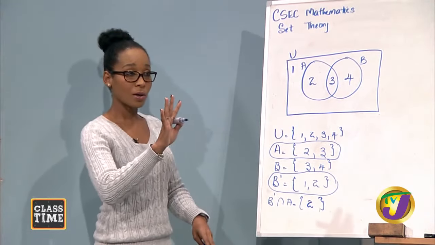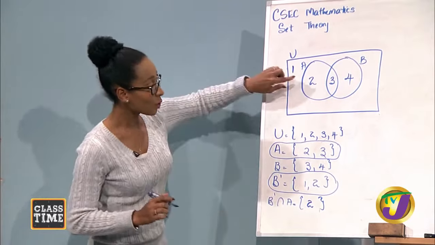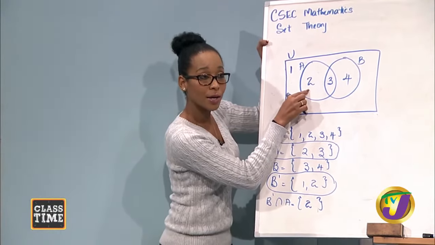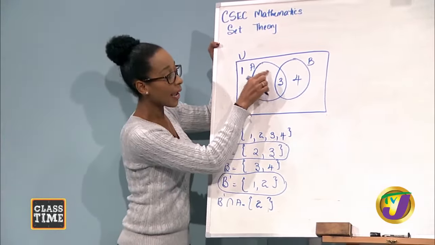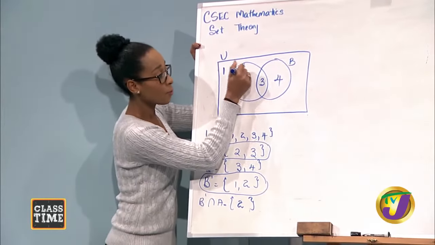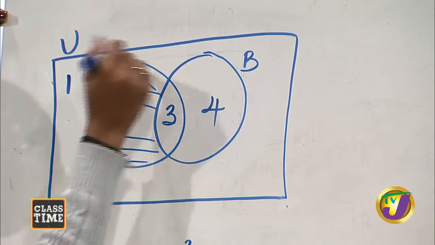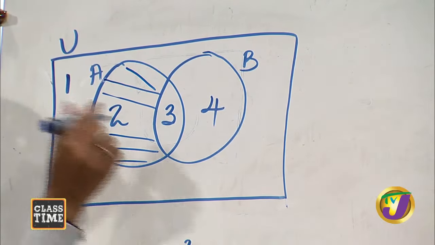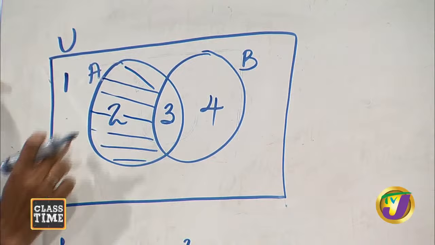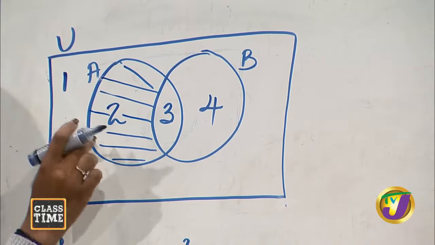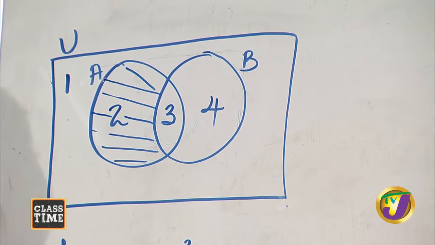But watch this, which is the same as A only. Yes, that's what I was going to say, because if we take a look here, A only doesn't go over into B. It doesn't go into the intersection, the overlapping of the two sets. So it's A only, and this A only is the same as B complement intersect A, which is also 2.